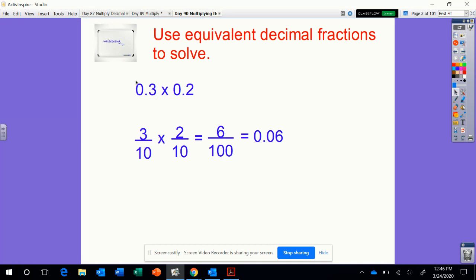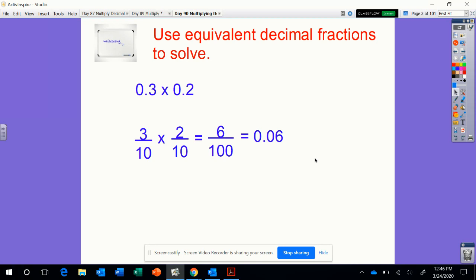We say this 3/10, we write it 3/10. We say this 2/10, we write this 2/10. When we multiply fractions, we do it straight across. 3 times 2 is 6. 10 times 10 is 100. We say this 6/100ths, and here we have our 6 in the hundredths place. This would be the tenths and the hundredths.